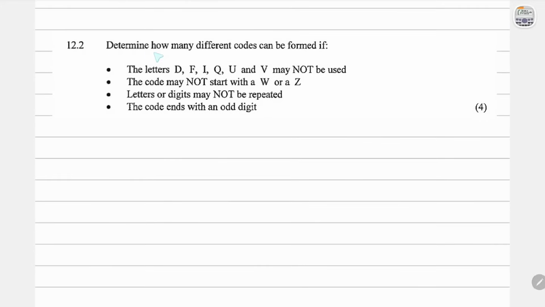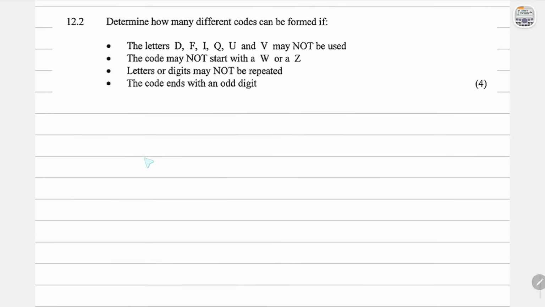Question 12.2 says, determine how many different codes can be formed if the letters D, F, I, Q, U, and V may not be used. The code may not start with W or Z. Letters or digits may not be repeated, and the code ends with an odd digit.